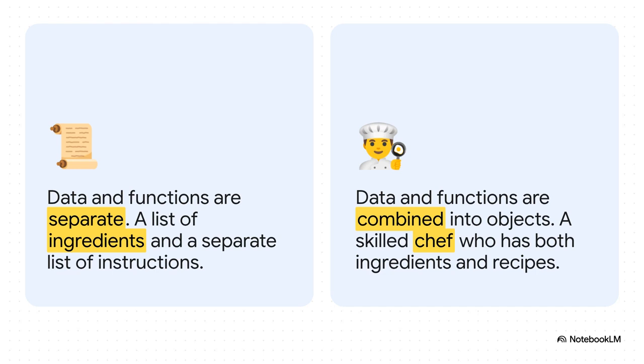It's a completely different way of thinking. Jack's first messy attempt was procedural. His data, the car specs, and his functions, the instructions, were all separate. It was like a disorganized kitchen. OOP is different. It's like having a skilled chef, that's the object, who not only has all their ingredients, the data, but also knows exactly what to do with them. Those are the methods. It's all neatly bundled together.